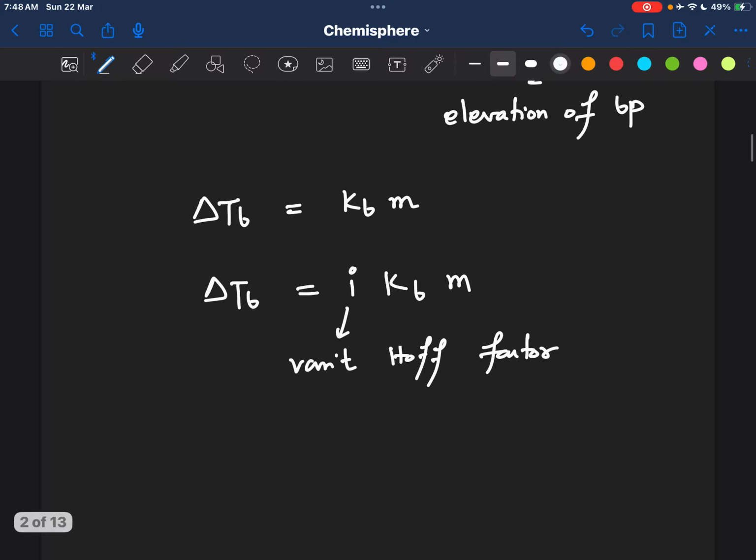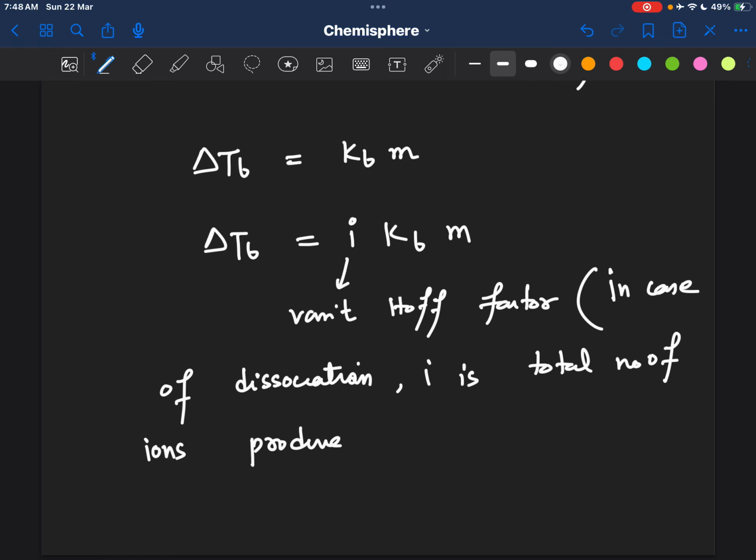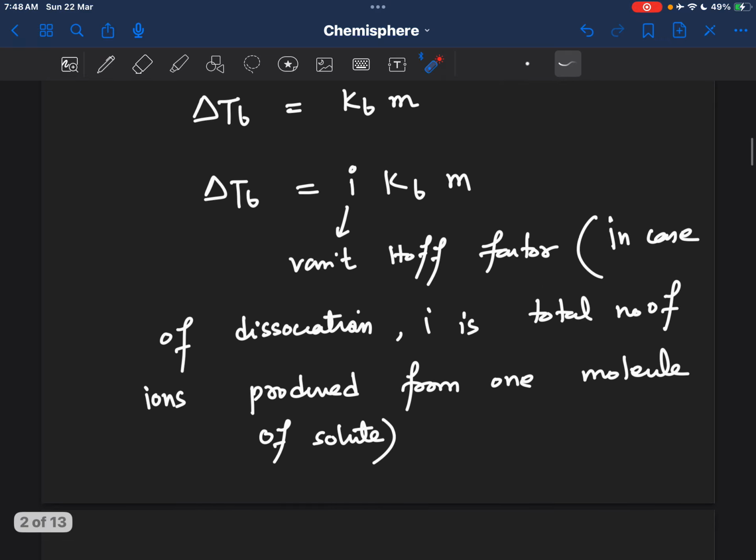Van 't Hoff factor, and whenever there is dissociation, because in this question there is only dissociation, in case of dissociation i is the total number of ions produced from 1 molecule of solute. Okay, so we will talk in detail about how to calculate i for every solute. Okay, so the Van 't Hoff factor, in case of dissociation, is the total number of ions produced from one molecule of the solute. Cool.